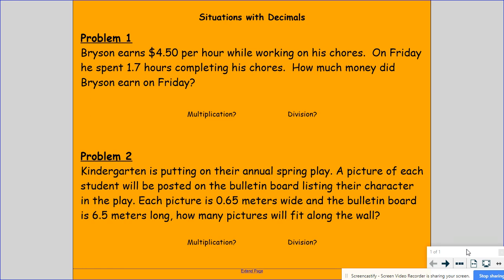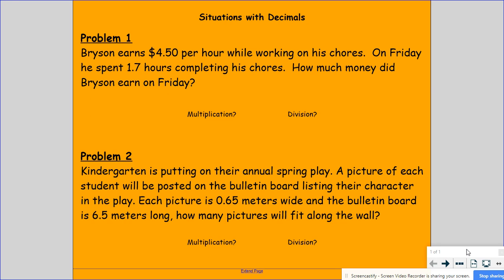Problem 1. Bryson earns $4.50 per hour while working on his chores. On Friday, he spent 1 7/10 of an hour completing his chores. How much money did Bryson earn on Friday?